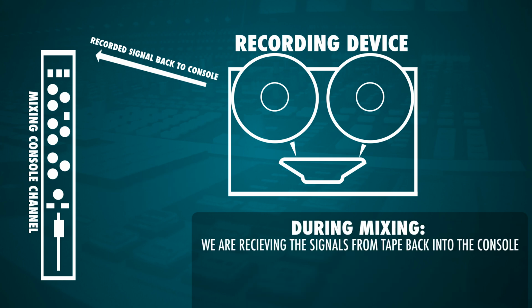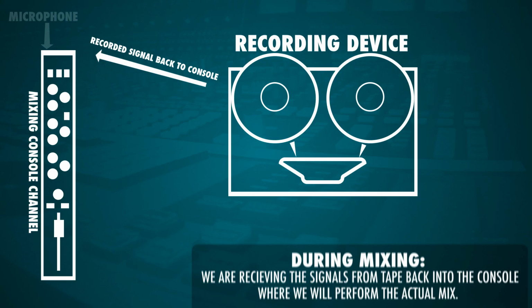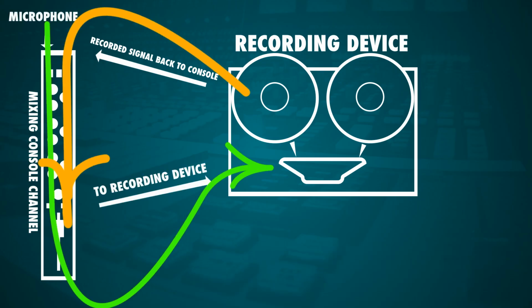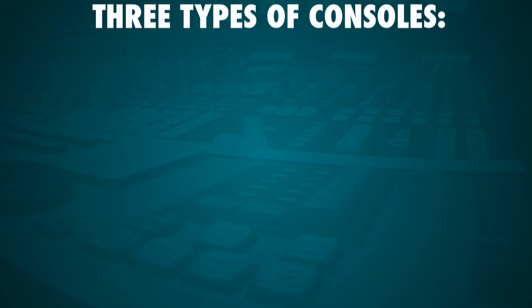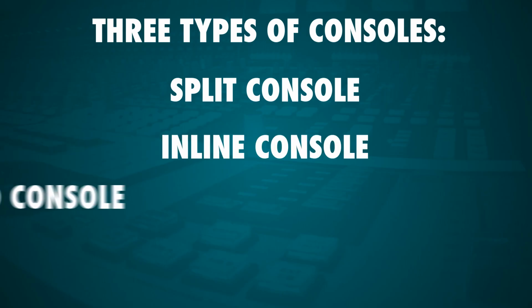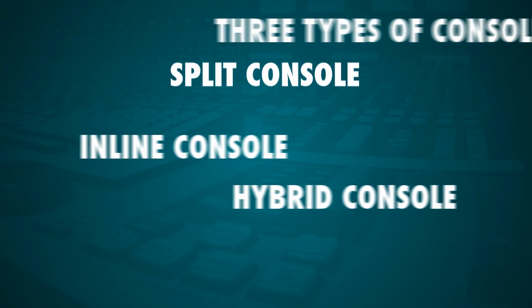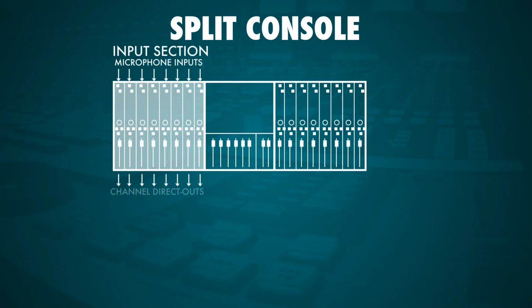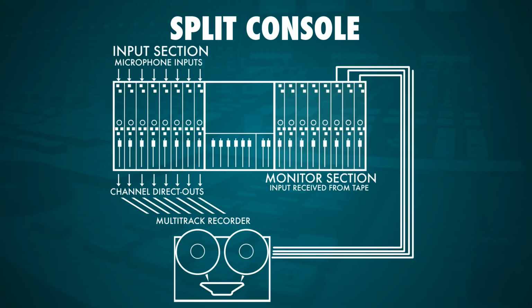During the mixdown process, we're getting our signals back from the tape into the console where we can actually mix them. As you can see, for the recording, there's really a need for two different types of signal paths into one console. Routing-wise, we've got three different types of consoles. We've got a split console, an inline console, and a hybrid console. The split console is split into different sections. We've got an input section, a monitor section, and a master section.